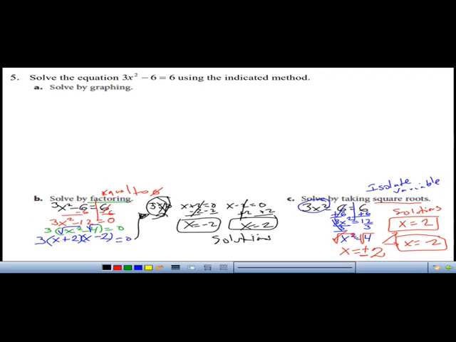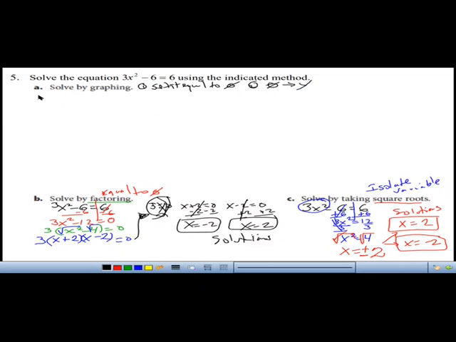Okay, let's go to the last method, which is by graphing. I'm going to do the notes in black for this one. To solve by graphing, we need to, number 1, set it equal to 0. And number 2, make 0 into y. Simple. So here we go.